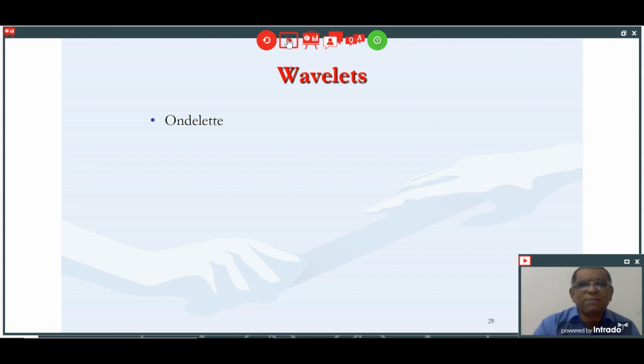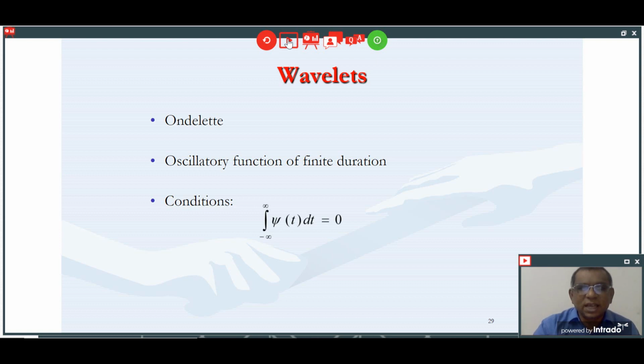It is a French term which refers to oscillations of finite duration. Wavelets are basically oscillations of finite duration. It has to satisfy certain conditions. If psi of t is used to denote a wavelet, then the first condition that psi of t should satisfy is that the average value should be equal to 0, so that the function is oscillatory. Second, the energy should be finite.